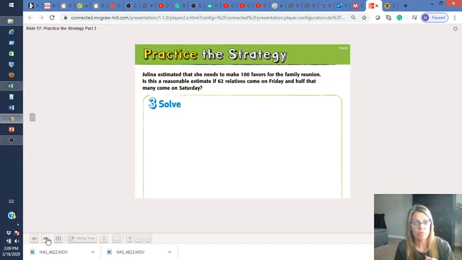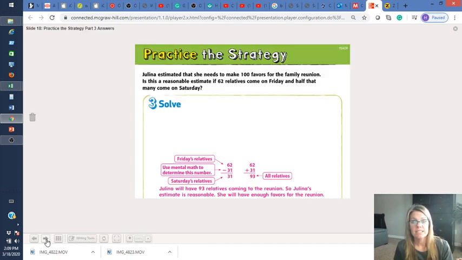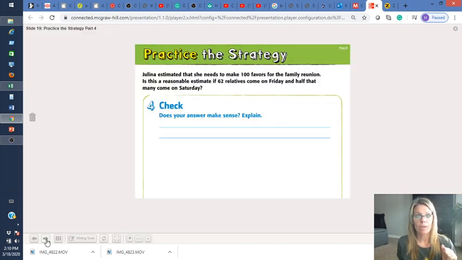So let's see if we did that right. When you have your solve, that's where you're going to put it in there to say, okay, 62, and you can use your mental math like we just talked about a second ago to say, well, half of 62 is 31. So you take the 62 that are coming on Friday, add in the 31 that are coming on Saturday to get 93 total. And is that reasonable? Sure, yeah, 93 and 100 are pretty close, right? So she's going to have enough favors for everybody, and she might even have a couple extra to give out. So that is a reasonable estimate. So I hope that makes sense, trying to simplify and break down that problem. Okay, you can check it by adding it back up if you wanted to.